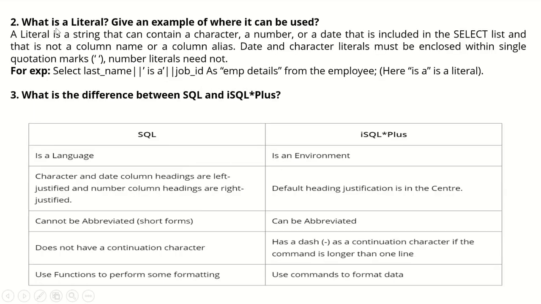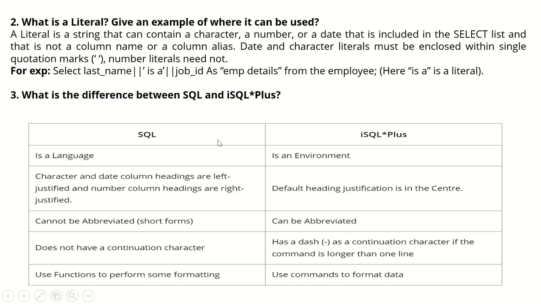So the second question is, what is a literal? Give an example of where it can be used. A literal is a string that can contain a character, a number, or a date that is included in the select list, and that is not a column name or column alias. Date and character literals must be enclosed within single quotation marks. Number literals need not. For example, you can see here: select last_name || 'is a' || job_id as emp_details from employee. Here 'is a' is the literal.